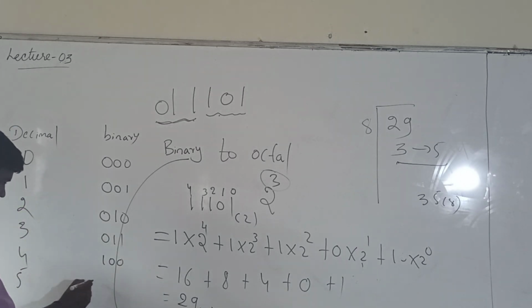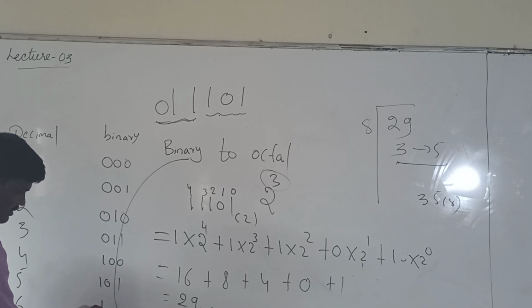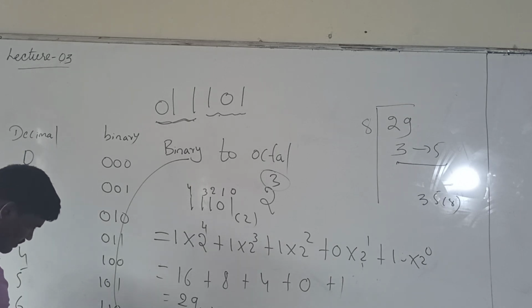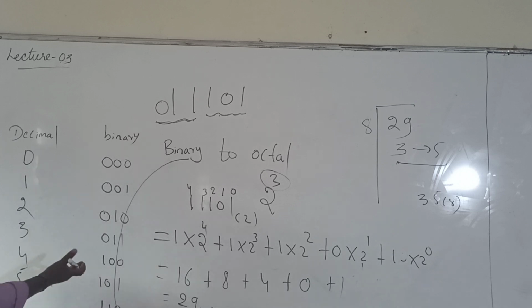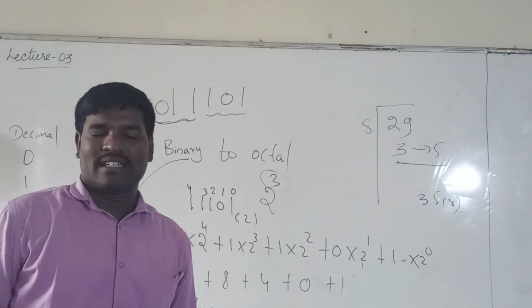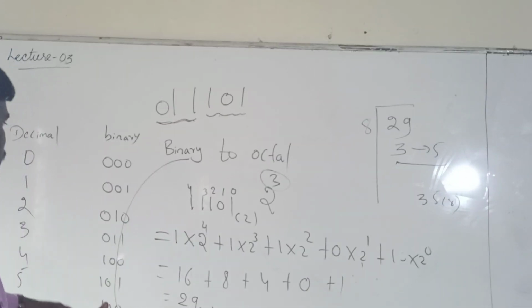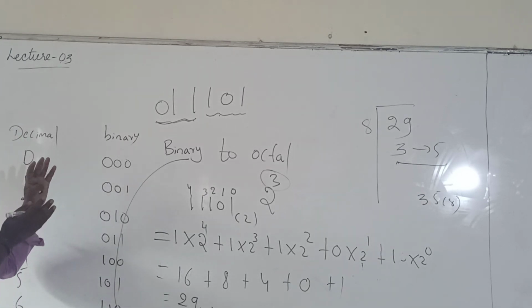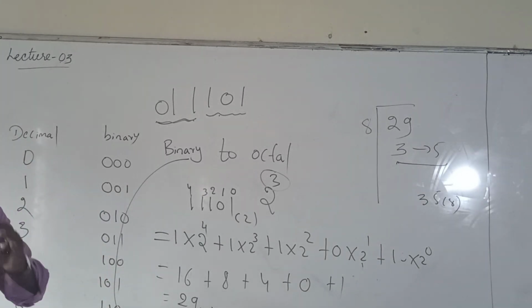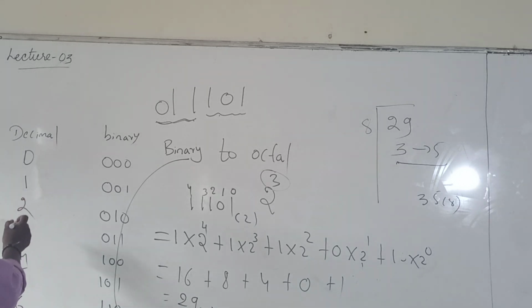5 is 1, 0, 1. 6 is 1, 1, 0. 7 is 1, 1, 1. 8 is 1, 0, 0, 0. In the same way, you have to write up to 15. Suppose this format is difficult for you. The simplest way is to convert each digit into decimal. Then you will get the same result.